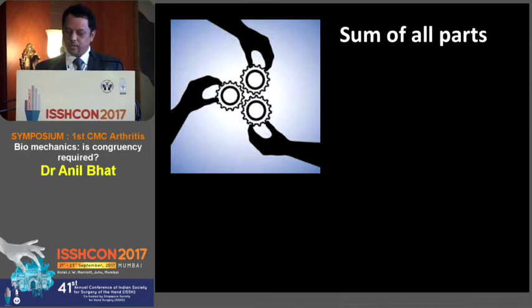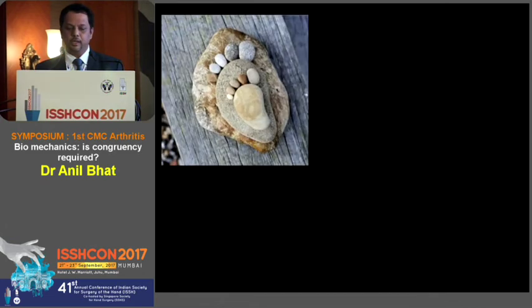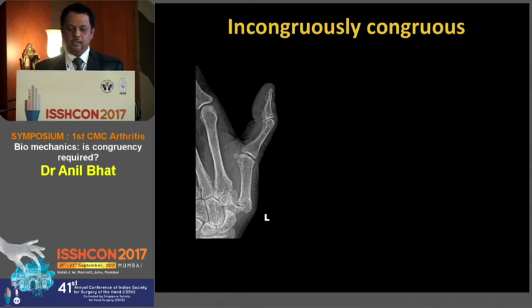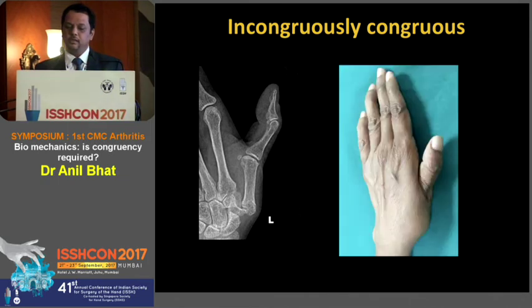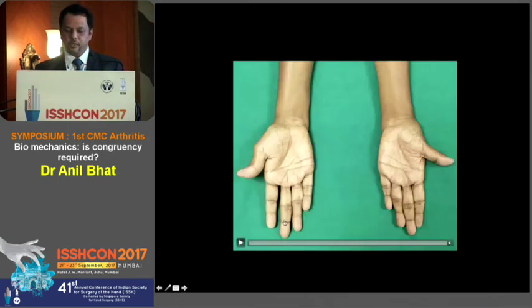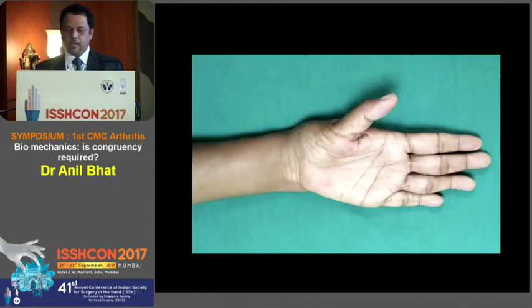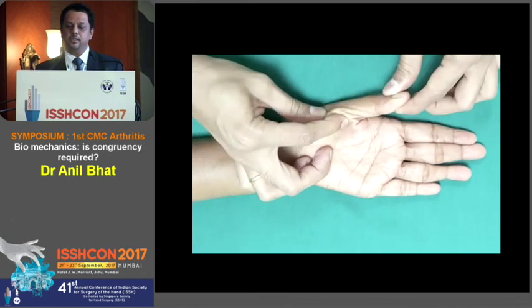But basically, the whole congruency is the sum of all parts, which means the joint, the ligaments, almost 16 ligaments have been described, and then the muscles which act all together, giving the congruency. It's not just the joint. So it's kind of an incongruously congruous joint for us. This lady with the bad CMC arthritis, totally incongruous joint. That's the presentation. Doing most of her activities, absolutely no pain and no limitation of movements. And when we try to put in the congruency there, probably some amount of range of motion increases, but otherwise it doesn't do much.